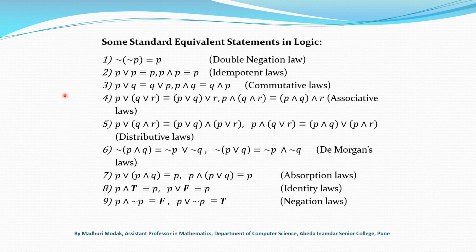Now third is P or Q logically equivalent to Q or P, and similarly for conjunction. Now next is associative law. (P or Q) or R is logically equivalent to P or (Q or R), and same way for conjunction. Now next is distributive laws that we have seen already. Then De Morgan's laws.